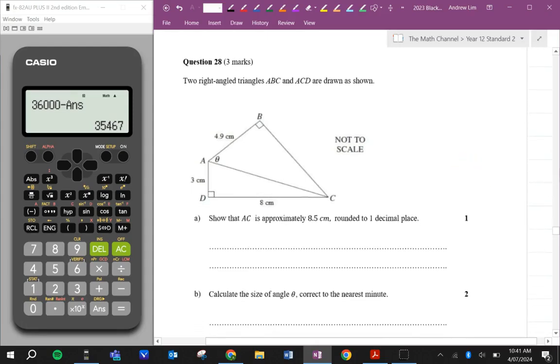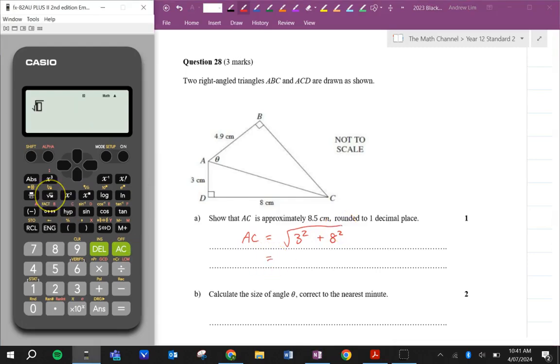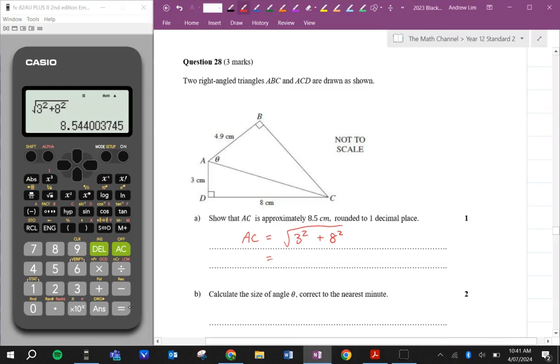Two right-angled triangles, ABC and ACD, are drawn as shown. Show that AC is approximately 8.5 centimeters rounded to one decimal place. So we can see AC is the hypotenuse of this right-angled triangle. So AC is equal to the square root of 3 squared plus 8 squared. Now, because this is a show that question, you need to show your working out. 3 squared plus 8 squared, that's 8.54. So 8.5 centimeters to one decimal place.